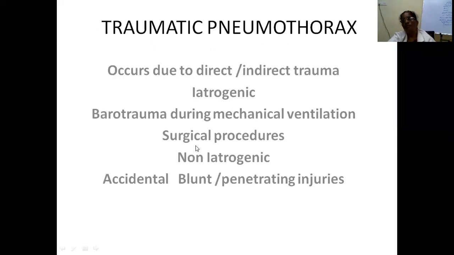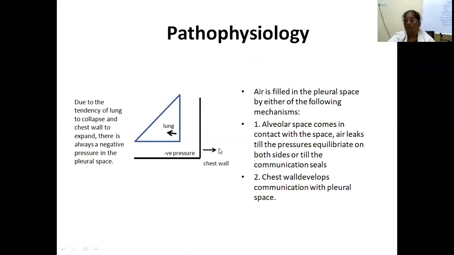Traumatic pneumothorax, as I told you, can occur due to direct or indirect trauma, iatrogenic and non-iatrogenic. Iatrogenic traumas are due to central lines and mechanical ventilation. Non-iatrogenic are accidental, blunt and penetrating injuries.